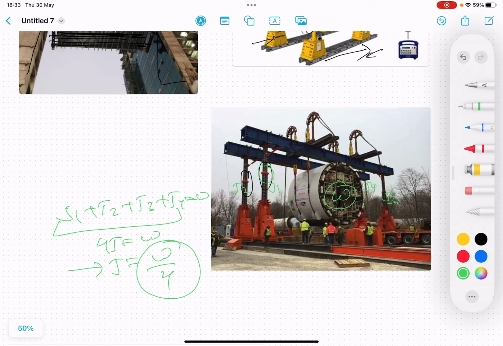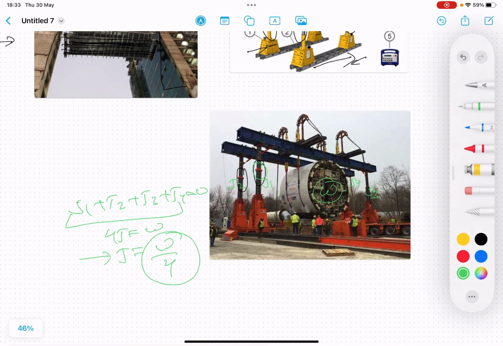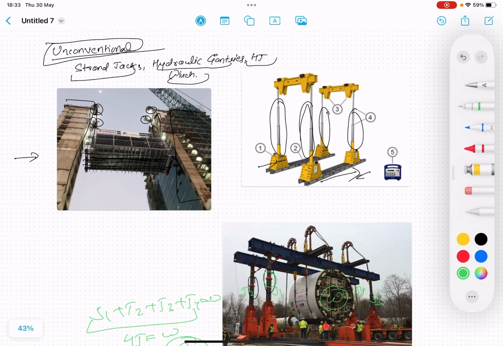So according to that, we will automatically set up the load and the height accordingly. We will open the ram accordingly, and it will be lifted. Once it reaches the placing position, it will place the object. So these hydraulic gantries are being used. After that, hydraulic jacks are also used in lifting.